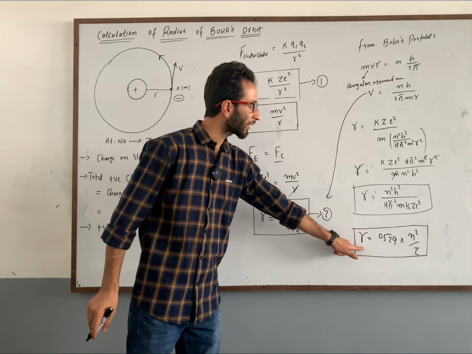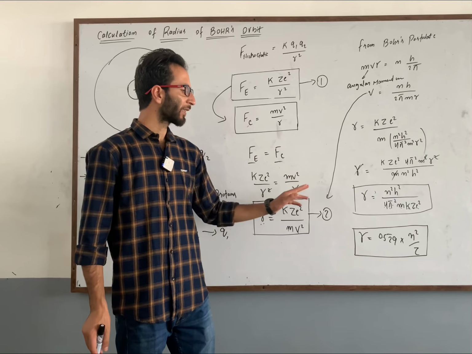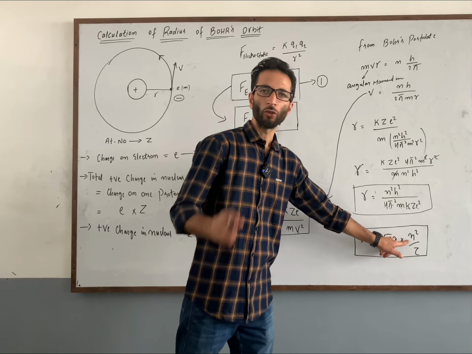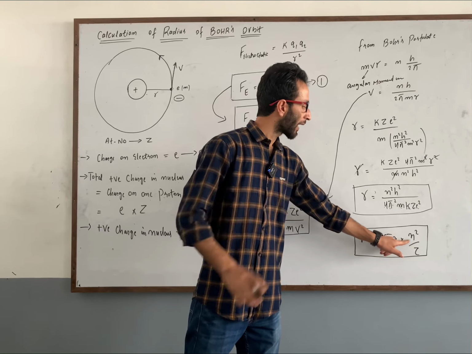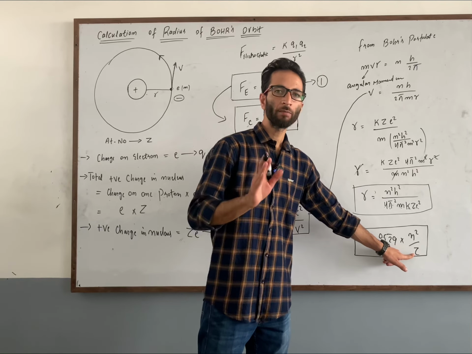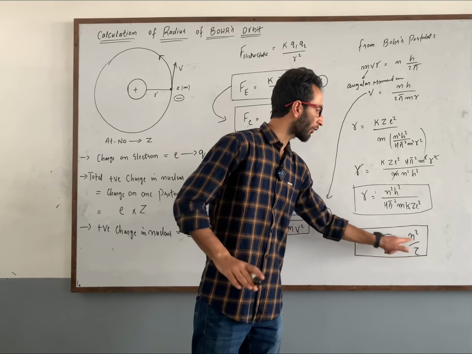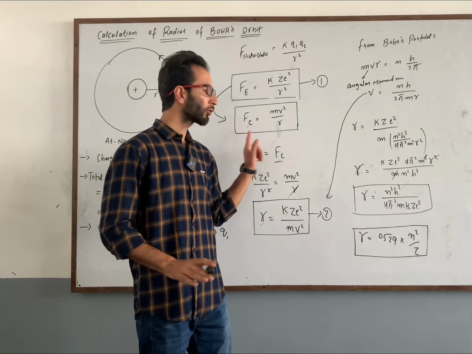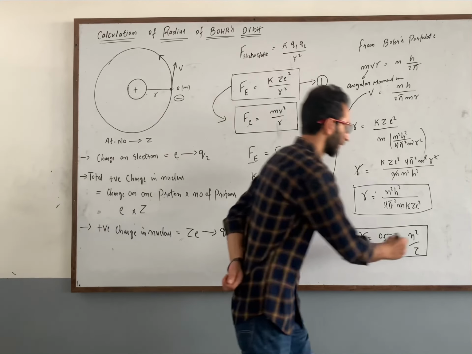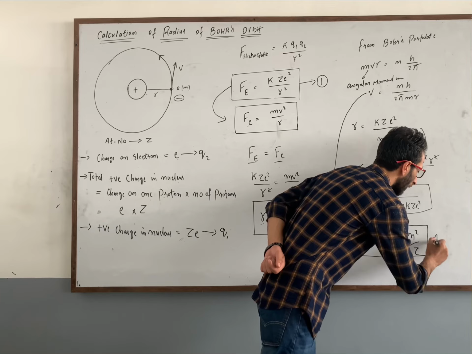But in this expression, we need to know only two parameters. First is n, that is the orbit number, which will be given in the question, and second is Z, that is the atomic number, which will also be given in the question. After that, when you find the radius of Bohr's orbit, this radius will be determined in terms of angstroms.